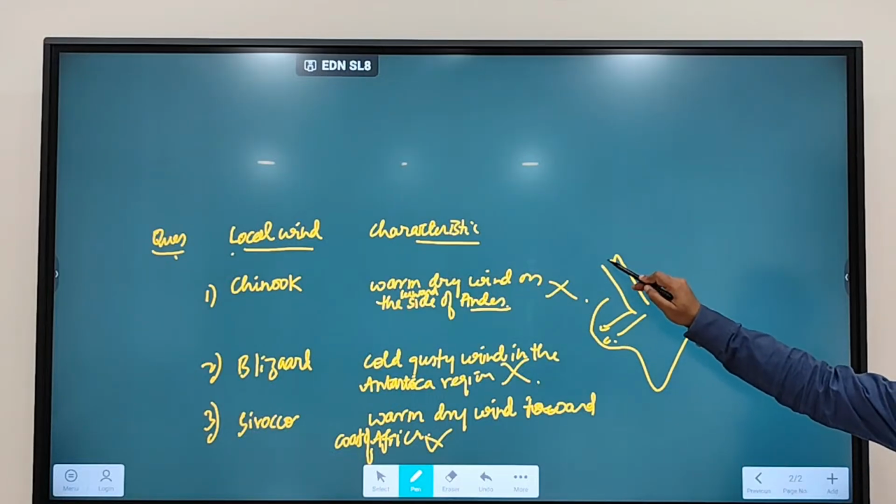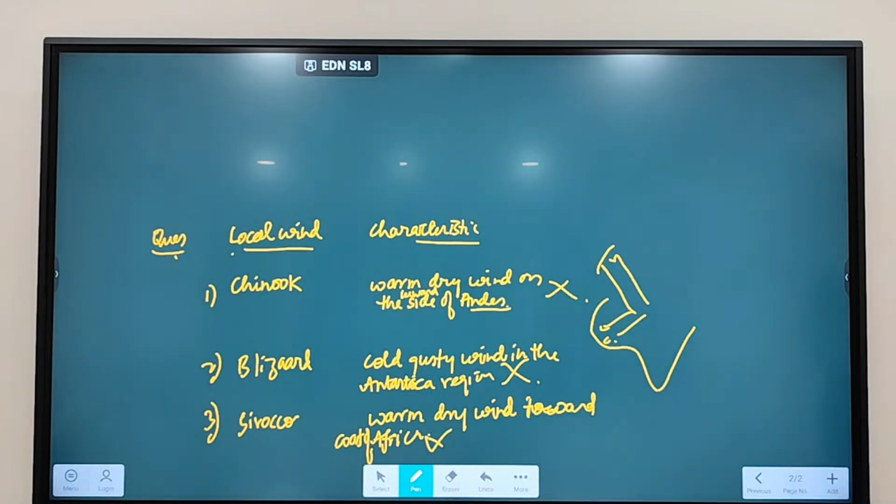It is moving towards what? It is moving towards the European region. Sirocco is moving towards the European region. So none of the pair is what? Correctly matched. Like this, you'll get a question in the case of examinations. Fine. Any doubt regarding this one? So this finishes your classification of winds.